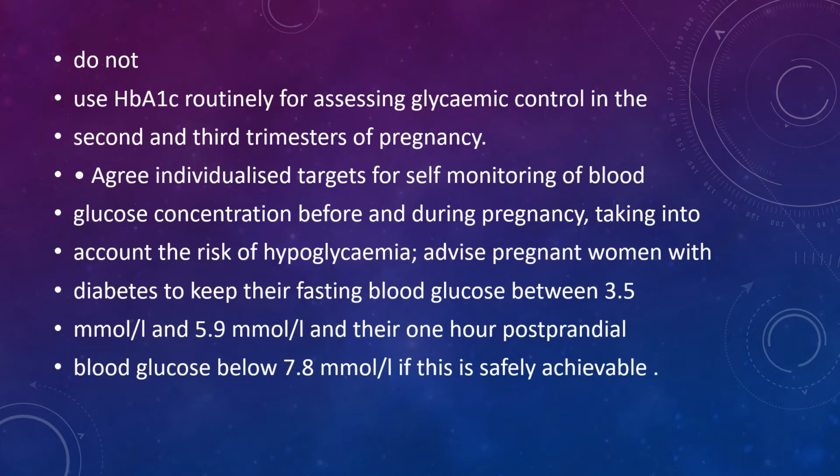postprandial because postprandial hyperglycemia results in exudation of sugar into the amniotic fluid. This sugar, when it is exuded into the amniotic fluid, will be reabsorbed by the baby and predispose to fetal hyperinsulinemia and fetal macrosomia.